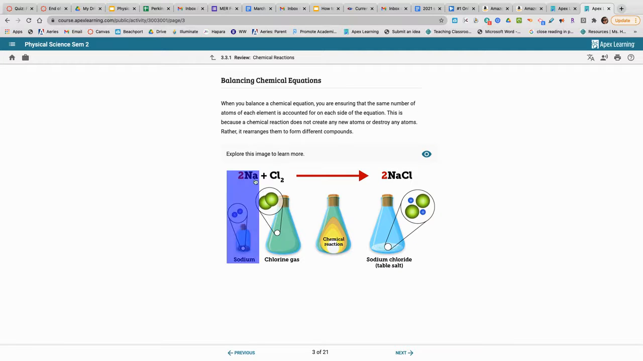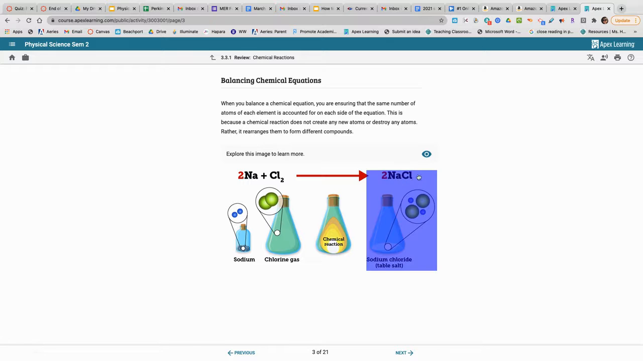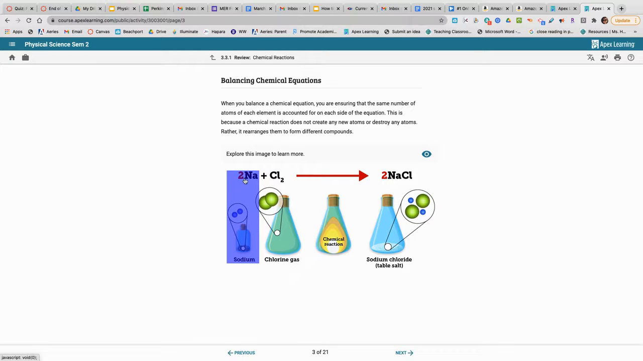So in order to balance this, the two chlorines that are on the left also have to be on the right. But we can't just stick a little subscript 2 after the chlorine because that changes the chemical makeup, okay? That's not how we balance equations. The only way that we can balance the equation is to put a coefficient of 2 in front. And so when you do that, that 2 not only applies to the chlorine, but it also applies to the sodium. So to address the two sodiums on the right, you're going to put a 2 in front of the sodium on the left, and now you have a balanced equation.